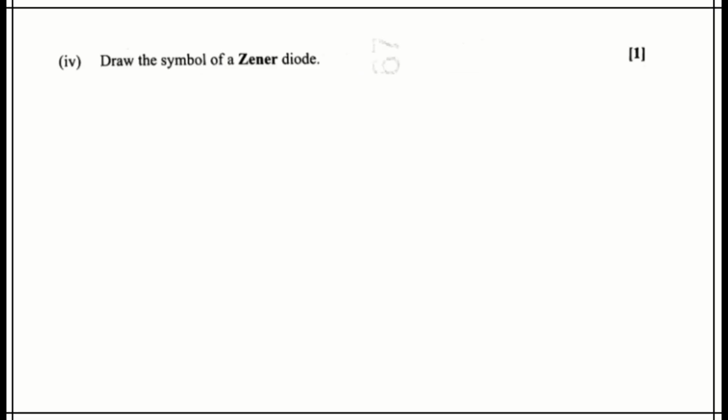Next question. Question number 4. Draw the symbol of a Zener diode. So we need to draw the symbol of a Zener diode. As we know, we need to draw a triangle and mark like this. These are the terminals, positive and negative. Done. This is the answer. This is the symbol for Zener diode.